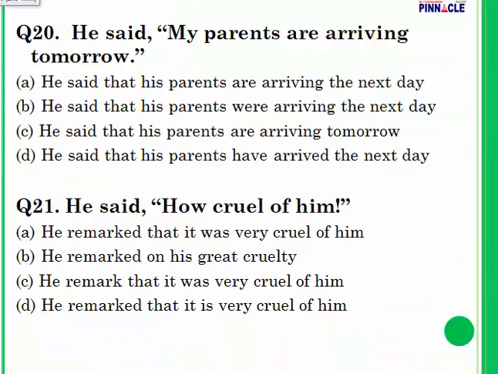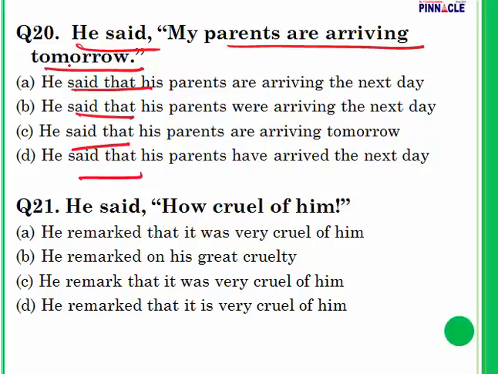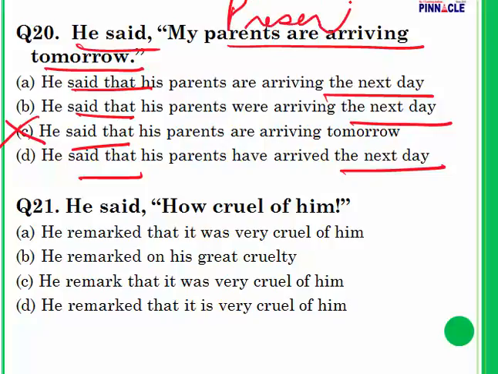Question number 20. He said, my parents are arriving tomorrow. We have said that everywhere. Right reporting word, right connecting word. My parents are arriving tomorrow. Tomorrow is the next day. I have the next day here, the next day here, the next day here, but here I have tomorrow. So option C gets eliminated. My parents are arriving. This is present continuous. Present continuous changes to past continuous.